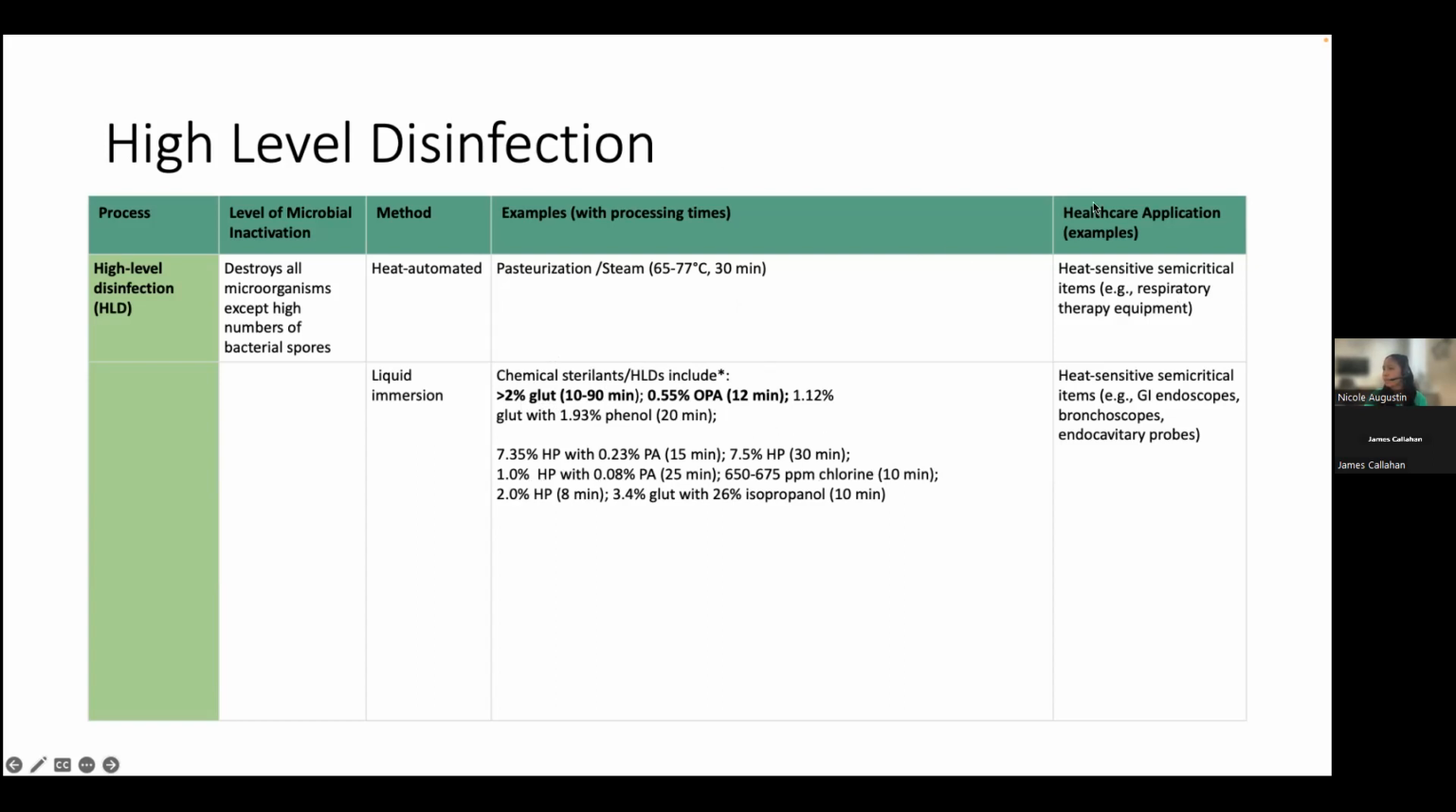Examples of equipment that you can use are heat-sensitive semi-critical items such as respiratory equipment. And for liquid immersion, it includes semi-critical items such as endoscopes.